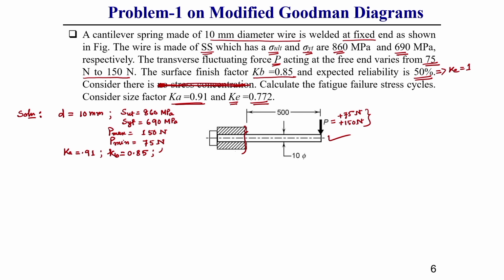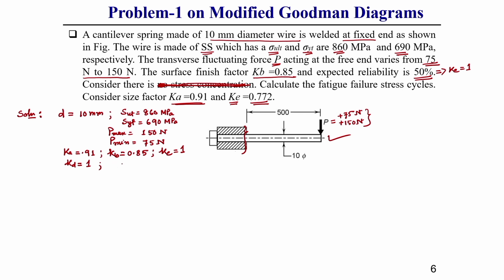Reliability factor Kc is given as 50% reliability, which means Kc is equal to 1. Now, Kd, the temperature modifying factor, is not considered here. So, this should be 1.